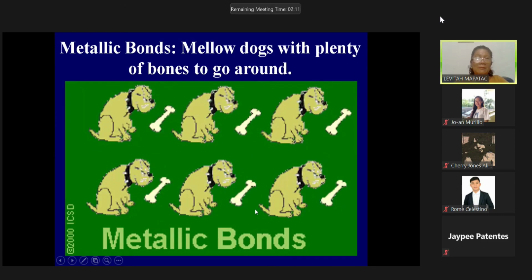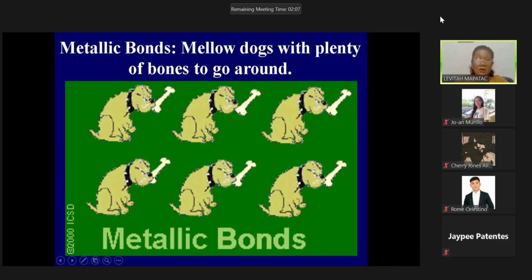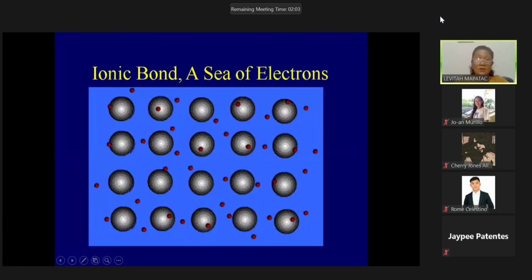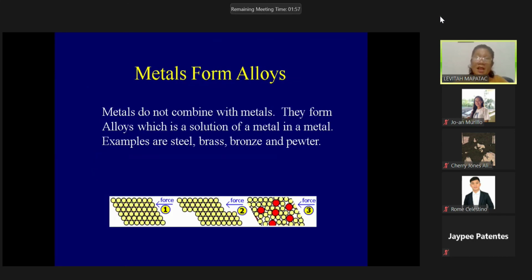So what happened? There will be a sea of electrons. It's a cloud. And it will form into a metal alloy. Our rings and necklaces are being formed by metallic bond. They are formed by means of an alloy. So metals do not combine with metals. They form a solution of metal in a metal, like silver, bronze, and so on. Okay?